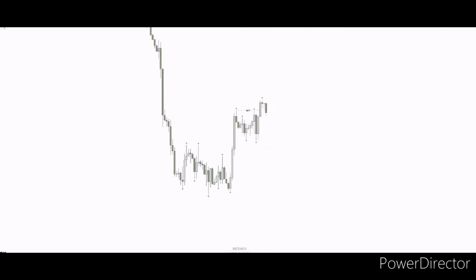And what I was looking for is a trade back down into this 4-hour discount right here. So that's just as simple as the higher time frame analysis needs to be. Really, really simple stuff. So what we can do then is drop down onto the 15-minute, set our alerts, and then we can pretty much go about our day, do whatever we like. And we can come back once those alerts get triggered.